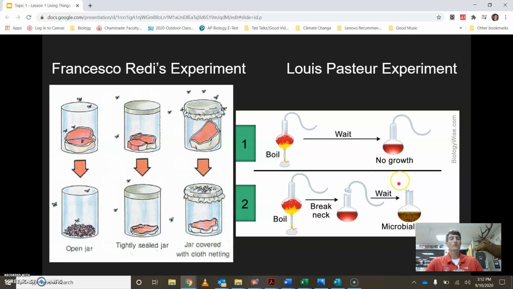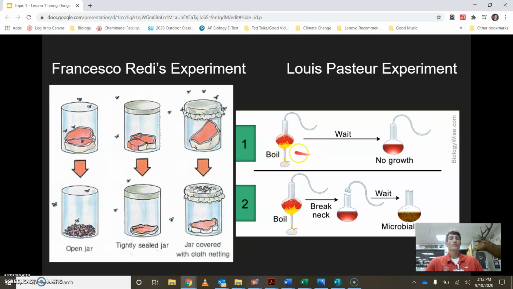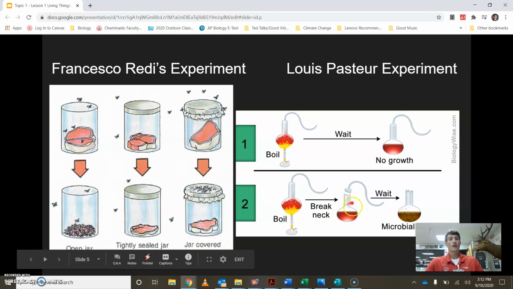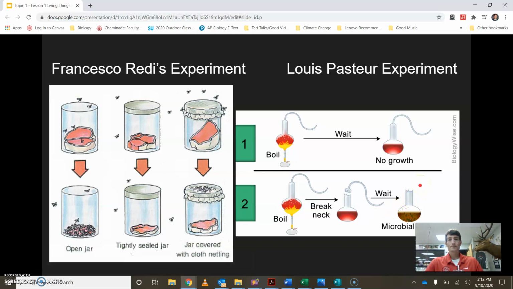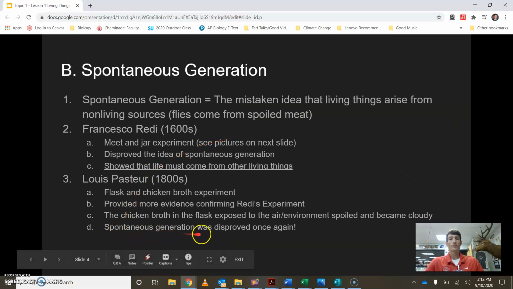So what this showed was living things, in this case, after the boiling process had happened, there was nothing living on the inside of these. It wasn't until one opened up to the environment that living things came in from outside of the container and caused this to start to spoil. And with that, he once again showed that spontaneous generation should be disproved.